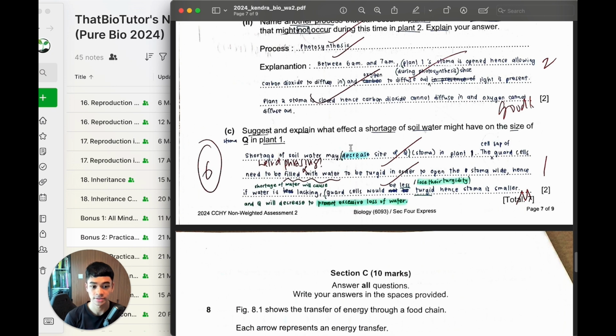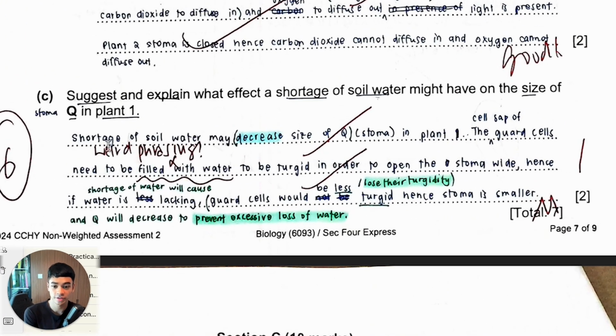And now here, you know what's the weird phrasing? You could have said the guard cells need to be turgid. That would have solved the problem. Guard cells need to be turgid. Then you already have it here, so actually you don't need to write this, the guard cells need to be filled with water. If you say it's turgid, it's understood already.